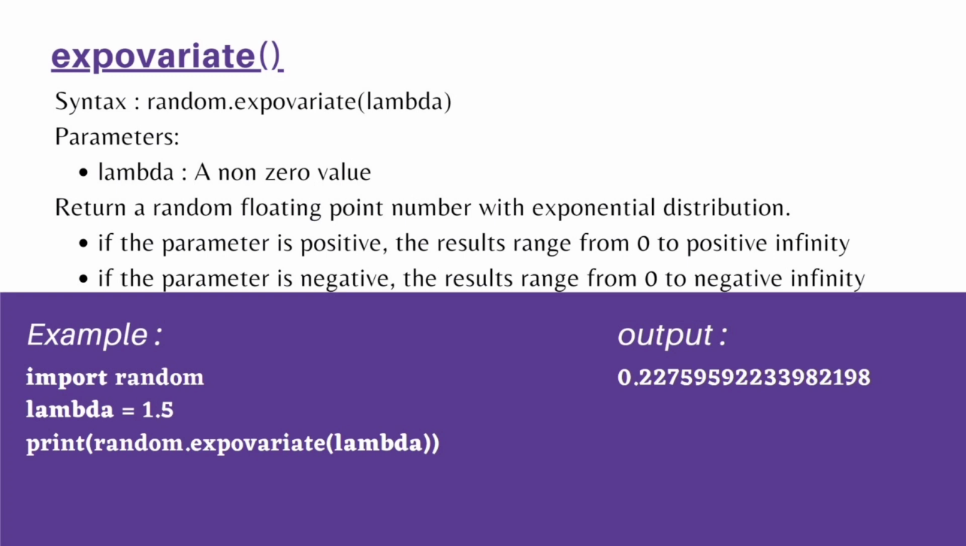Expovariate. Syntax: random.expovariate(lambda). Parameters: lambda equals a non-zero value. Returns a random floating point number with exponential distribution. If the parameter is positive, the results range from 0 to positive infinity. If the parameter is negative, the results range from 0 to negative infinity.